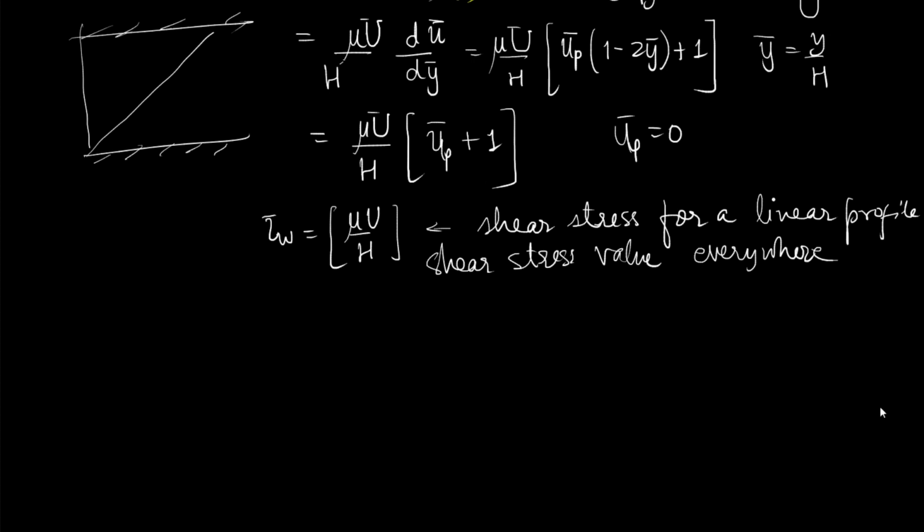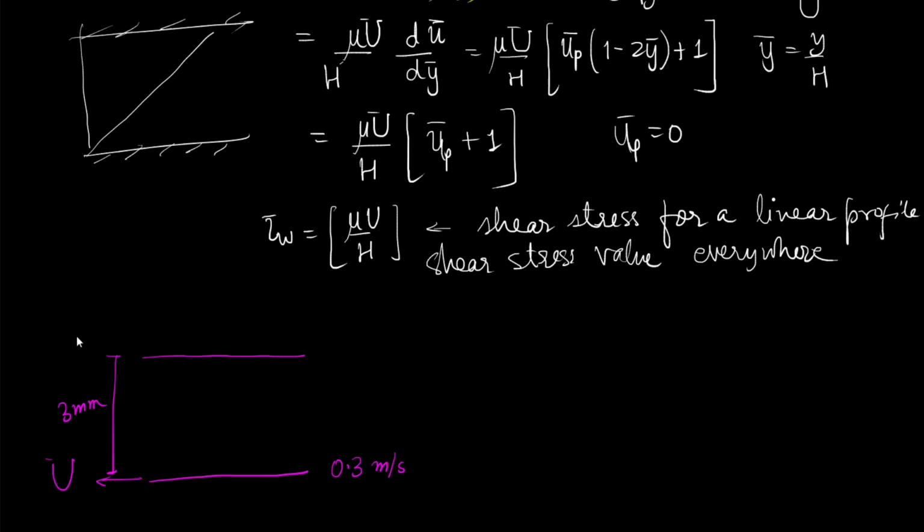So let us look at an example. It is given that we have two parallel plates and water flows between these two plates. These plates are of infinite width in the z direction. It is given that the lower plate moves towards the left at a speed of 0.3 meter per second. The plate spacing is 3 millimeter and the flow is laminar.